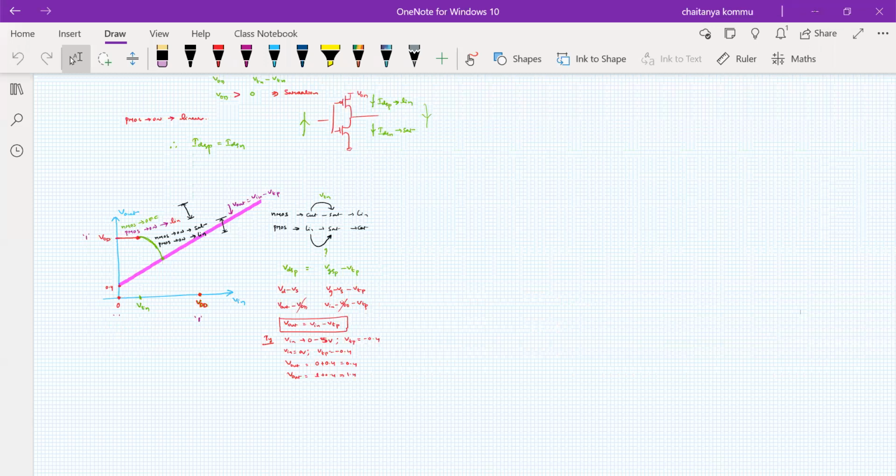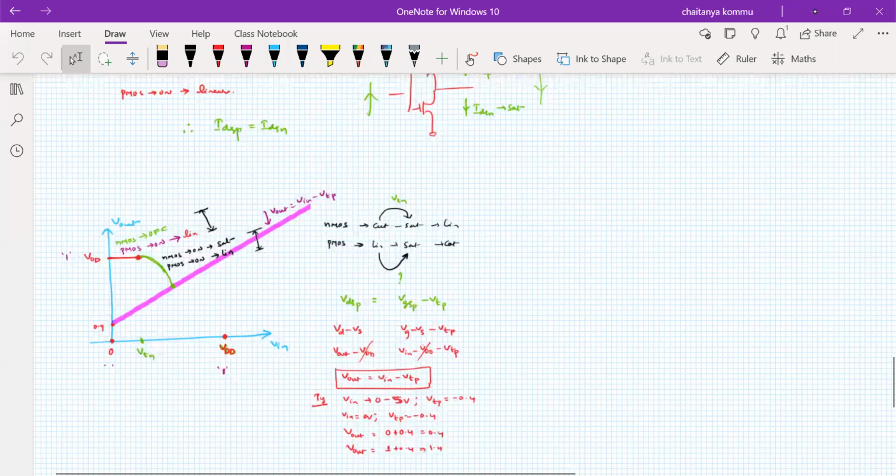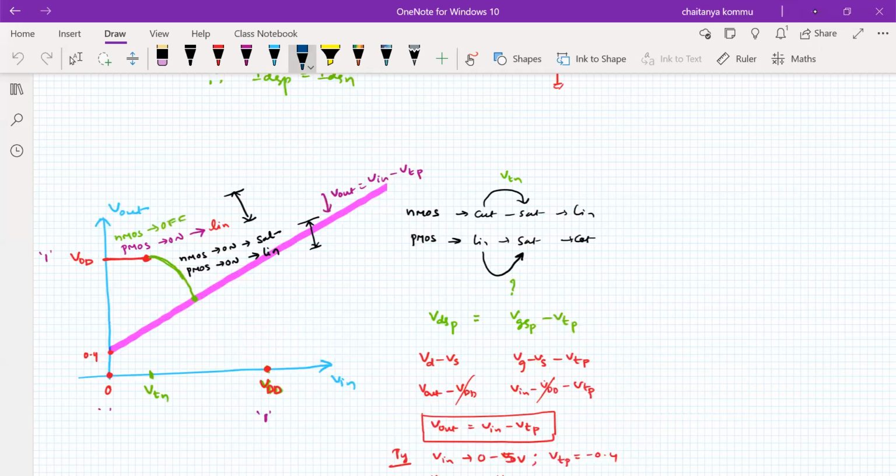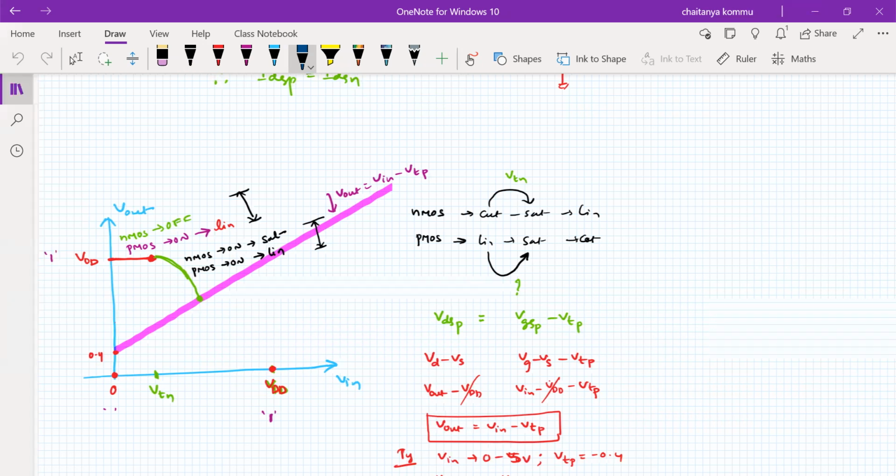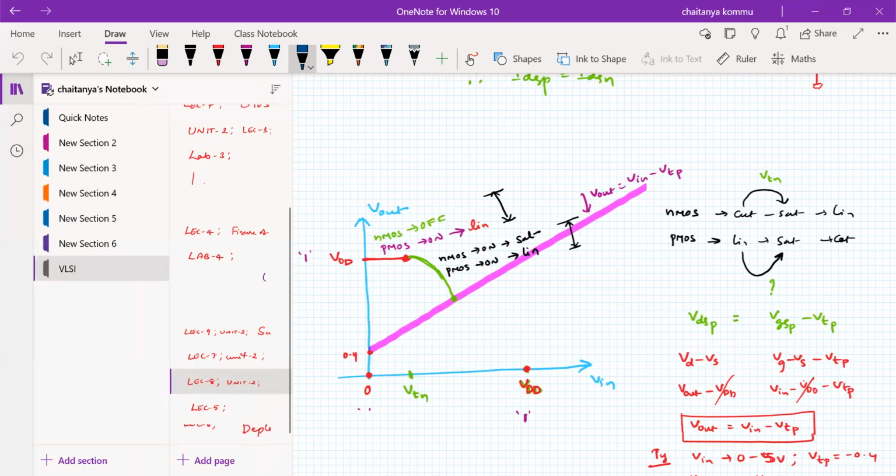So when Vout is equal to Vin minus the magnitude of VTP, this is the line where exactly we found that the transistor will come out of the linear region. So the same thing that I'm going to write here: Vout is equal to Vin minus |VTP|.